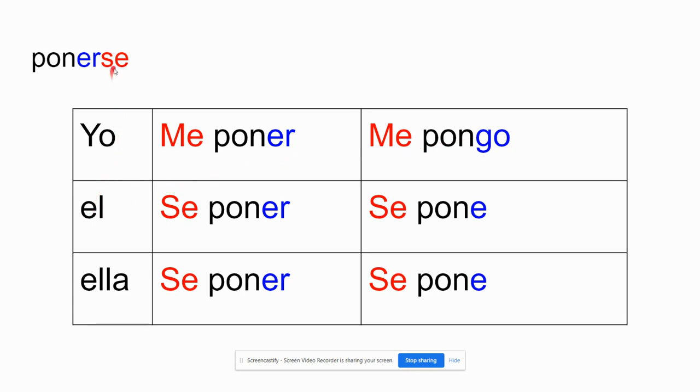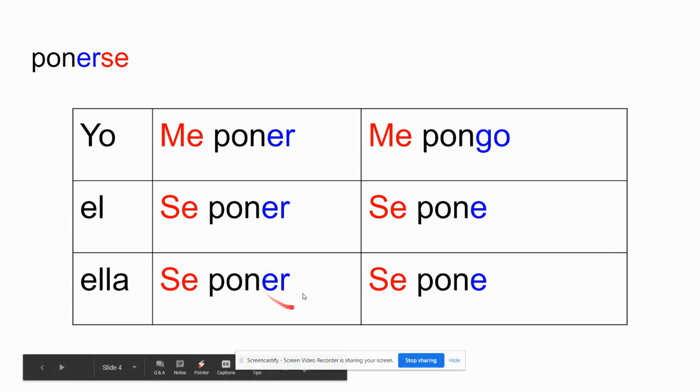Second example, again, él, se comes off the back of the verb, goes to the front. I'm left with se poner. Now I need to conjugate poner in the él form, and we take off the ER and replace it with an E. So se pone. Same thing with ella. Se is coming from the back of the verb to the front of the verb. I'm left with se poner, so I have an ER verb now that I can see. We're familiar with those. And then I remove the ER, put the E back on, and end up with se pone.